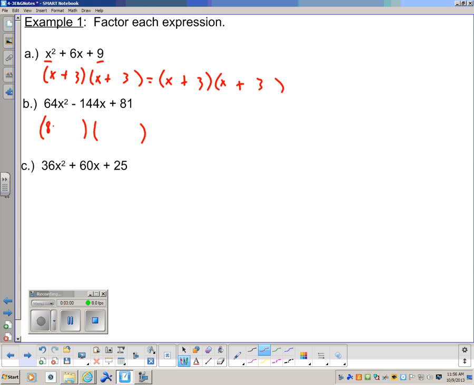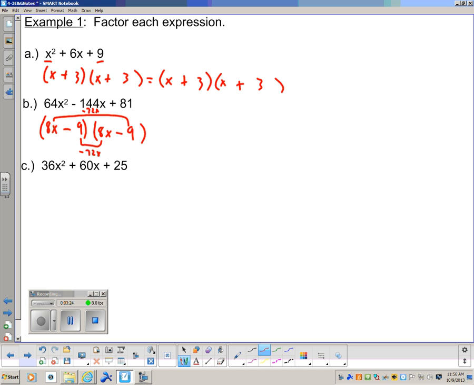squared there is 8x. The square root of 81 here is 9. And then because I have a plus here but a minus in the middle here, I need a minus and a minus here. And then I just have to check. In here I get a negative 72x. Outside here I get a negative 72x. Do those add to give me a negative 144x? Yes. Again, this doesn't always work.